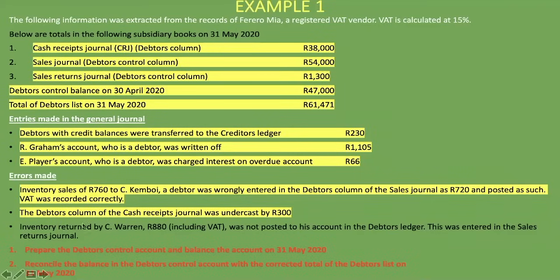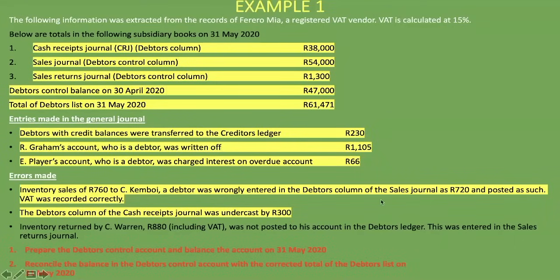So we need to reduce his account by 880 because he no longer owes us. He returned the goods back to us. And then we are also told that this was entered in the sales returns journal. Very important. If they didn't tell us that, we're going to put it into our debtors control account as sales returns. But since they told us that this was entered in the sales returns journal, meaning it's not an error that was made or it was posted correctly, it doesn't affect our debtors control account. It only affects our debtors list or our debtors ledger.